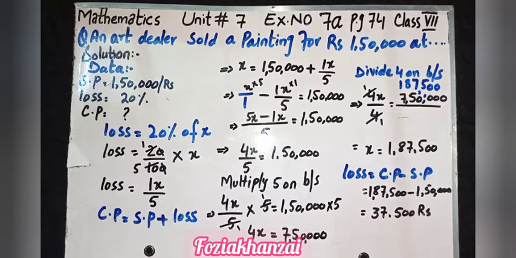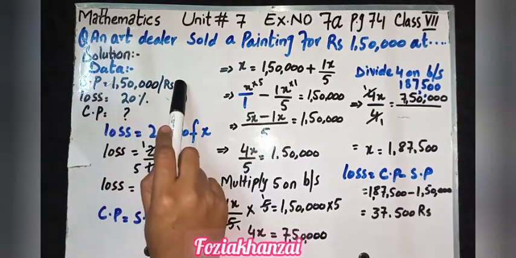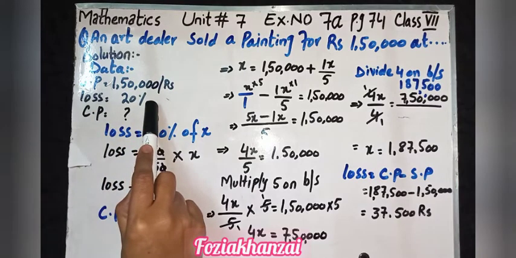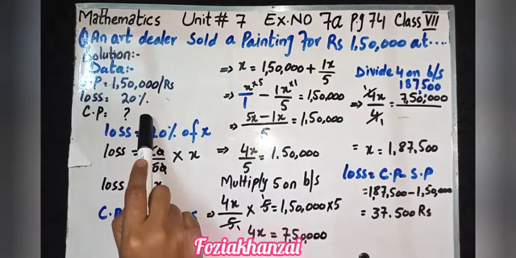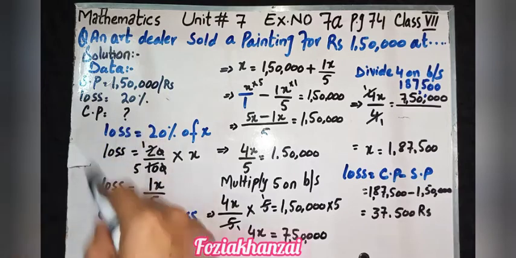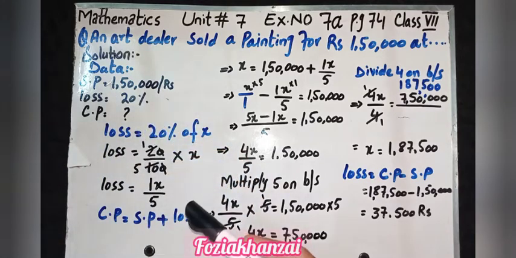In this question, first write down the data. SP, selling price, is 1,50,000 rupees. Loss is given, 20%. Cost price is what we need to find. So he sold it for 1,50,000 rupees at a 20% loss.